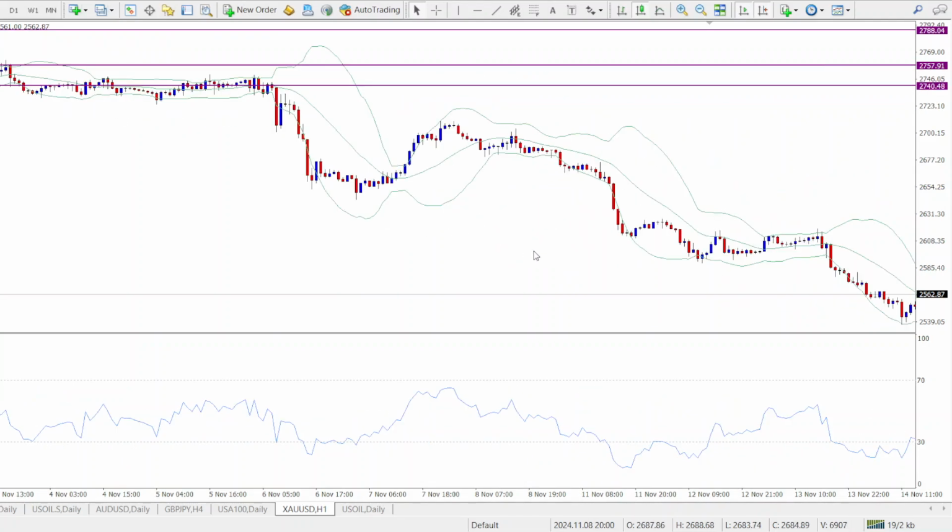And there you have it. It's a complete guide to combining RSI and Bollinger Bands for enhancing your trading decisions, for making smarter trading decisions. Remember, practice makes perfect. So experiment with these indicators to see how they fit into your strategy.